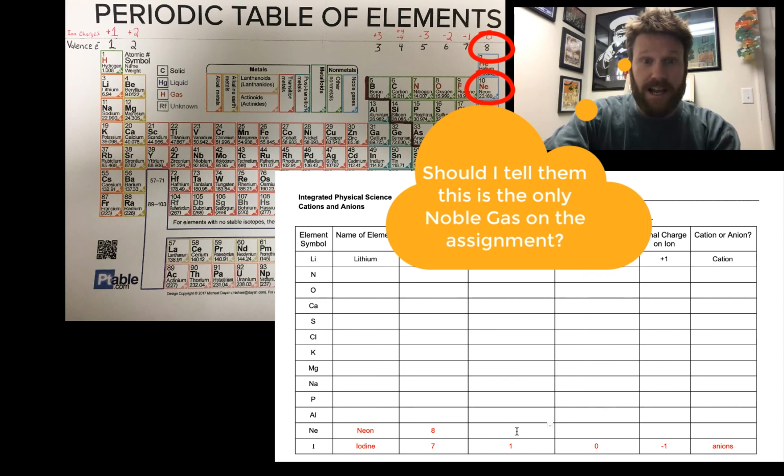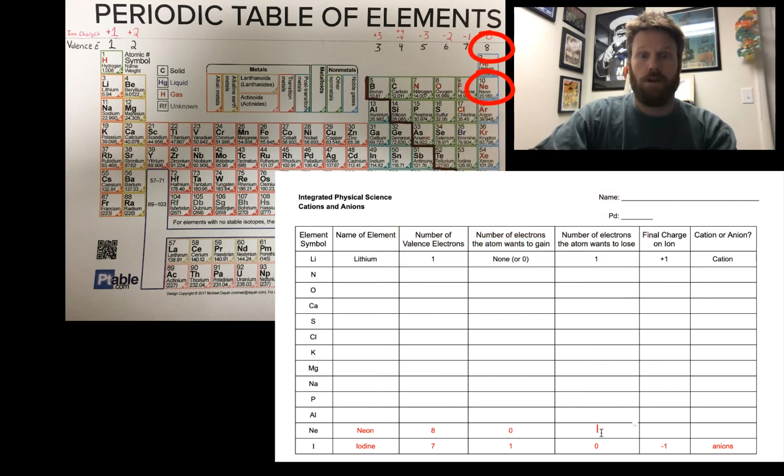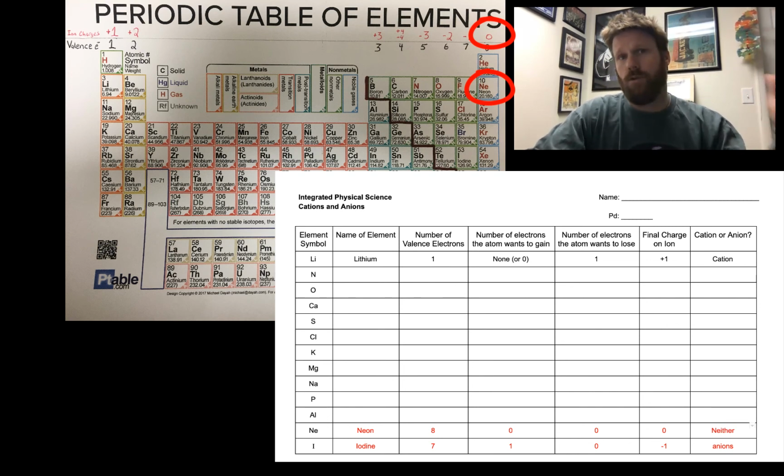A noble gas is not going to gain any electrons. No. A noble gas is not going to lose any electrons. No. A noble gas is not going to make an ion. No. Is neon going to form a cation or an anion? Neither. It doesn't form an ion. Noble gases will not form ions.